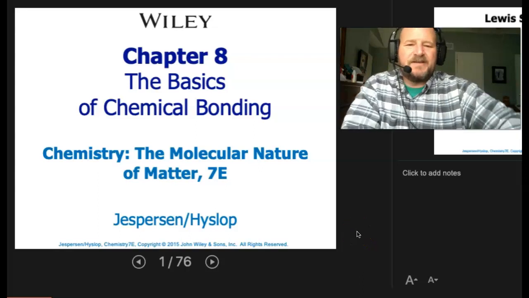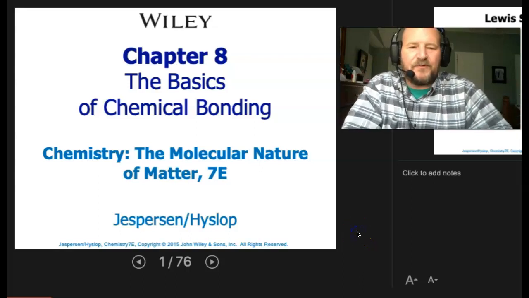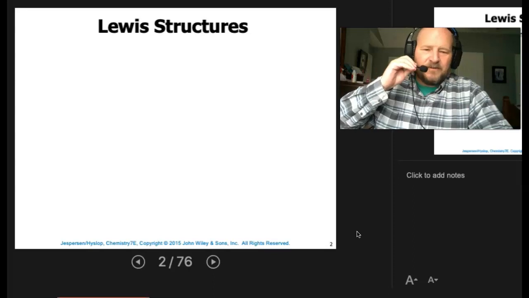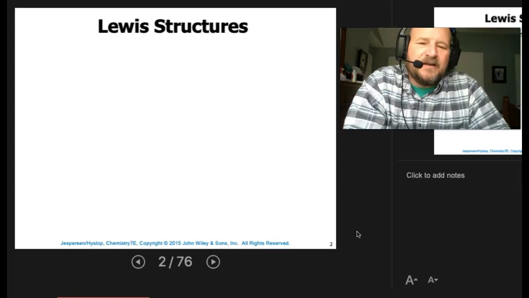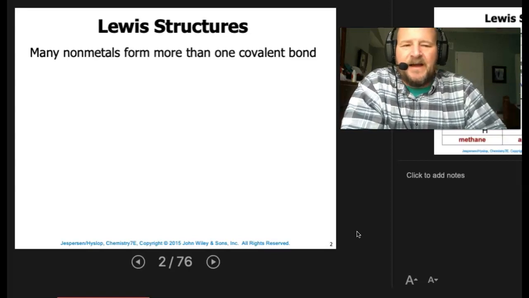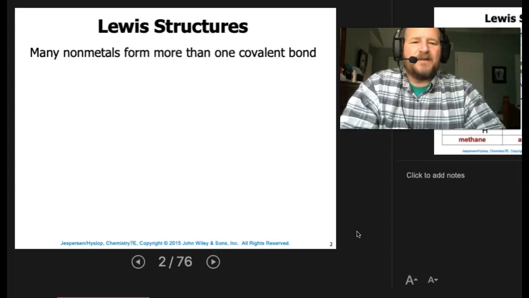Basics of Bonding, Chapter 8, Segment 3. So we're moving right along. We were talking about Lewis structures, Lewis dot structures for atoms. Then we looked at diatomic molecules. Now we're going to move into more complex molecules.